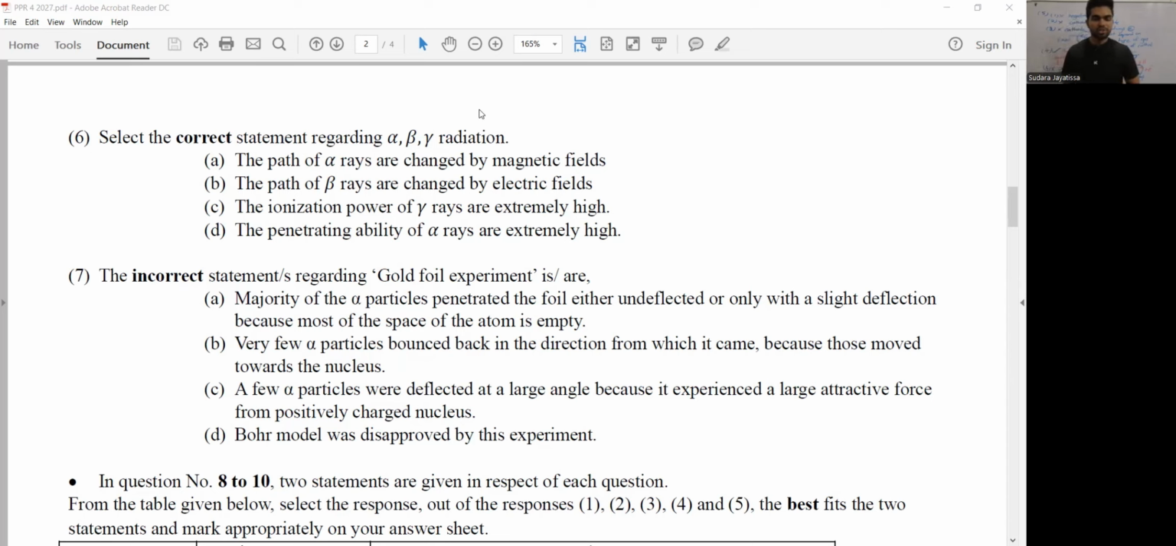Then D is also wrong. The highest penetrating ability, that means the ability to go through matter, is higher for gamma rays because gamma is so small and they are electromagnetic waves. It can penetrate through any matter. So gamma rays have extremely high penetration power, not the alpha particles. Alpha has the minimum penetration power.